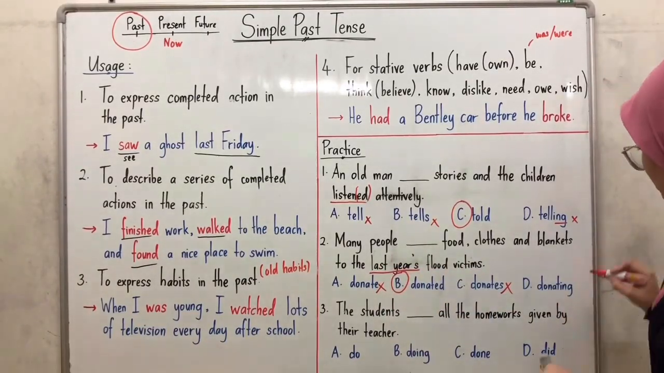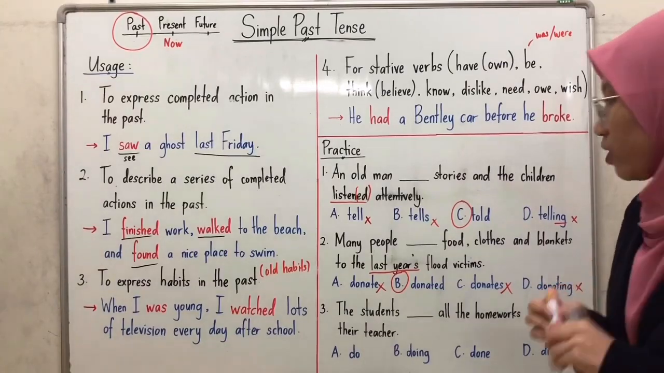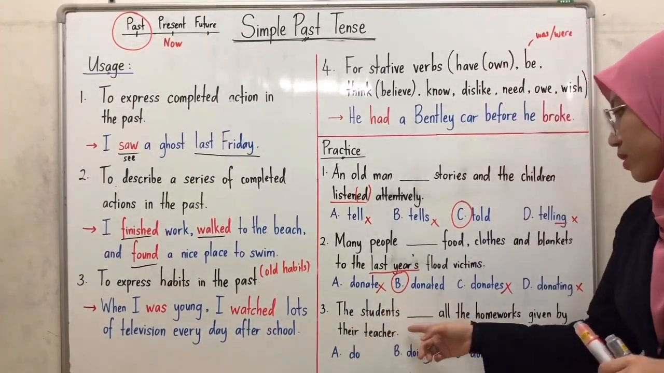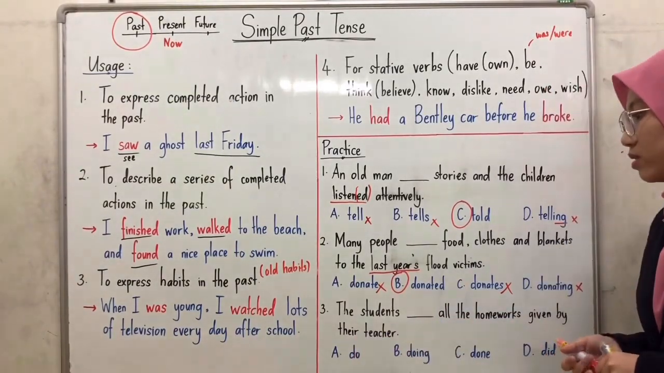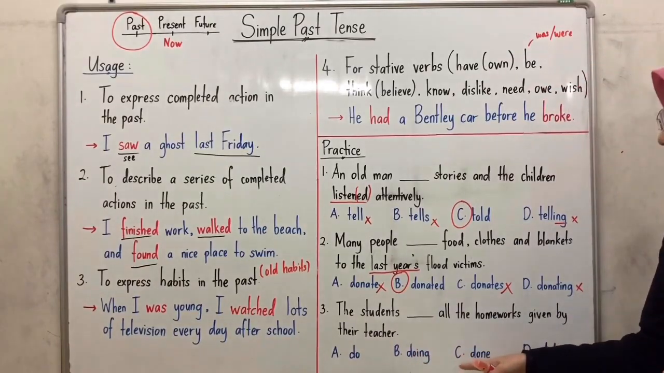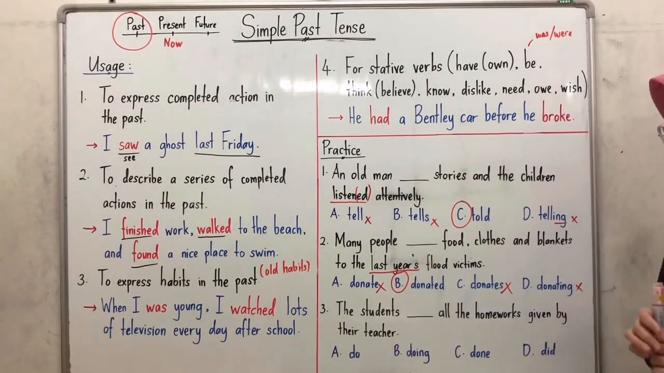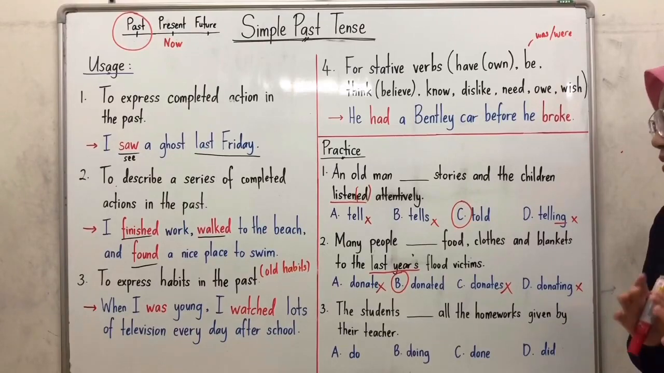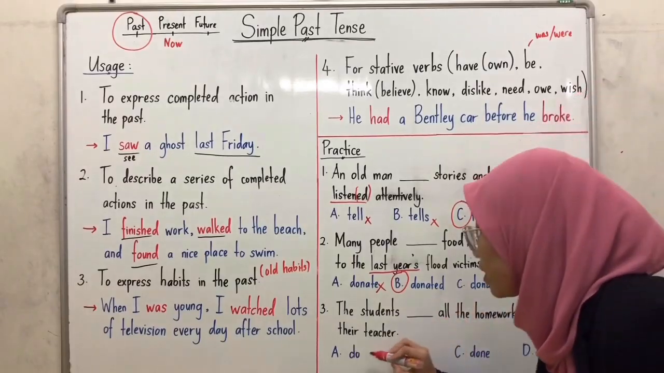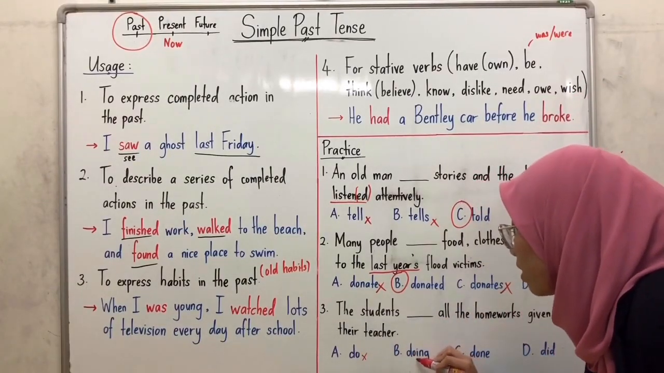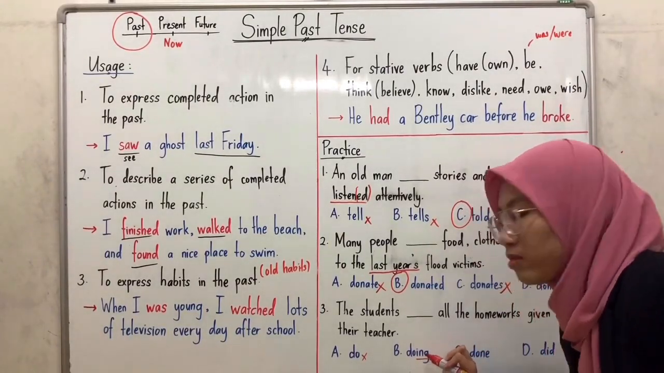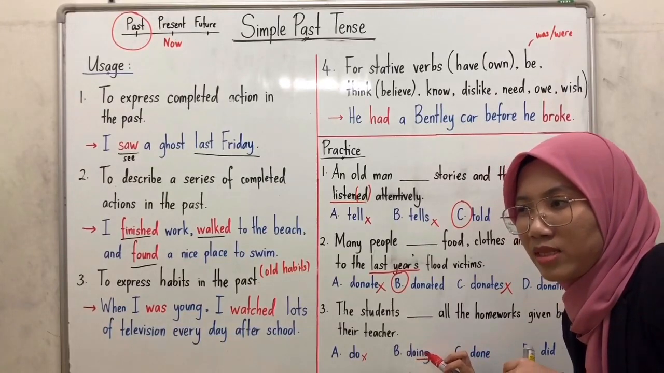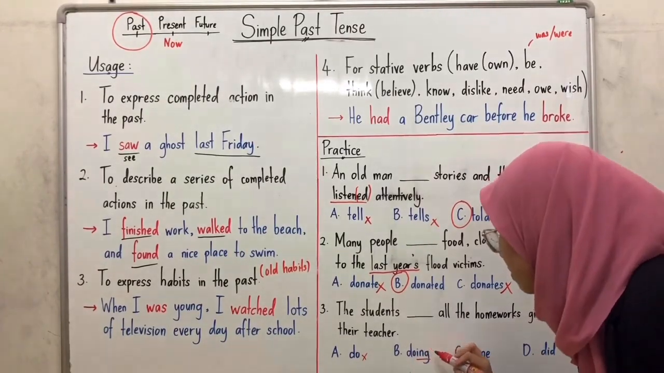So D is also wrong. Number 3. The students blank all the homeworks given by their teachers. A, do, B, doing, C, done, D, did. The answer must be in past tense form as well. So do is present, and doing has ing, so it is wrong. If we want to choose ing, there must be am, is, or are before the verb.